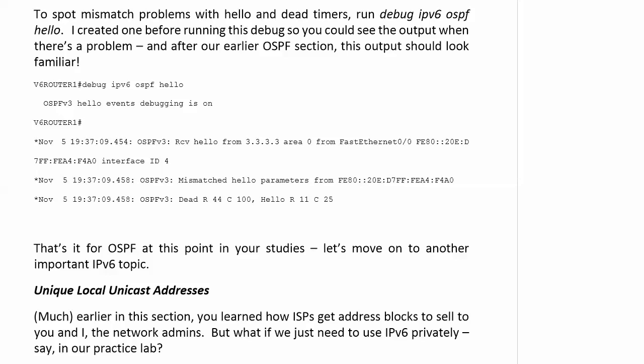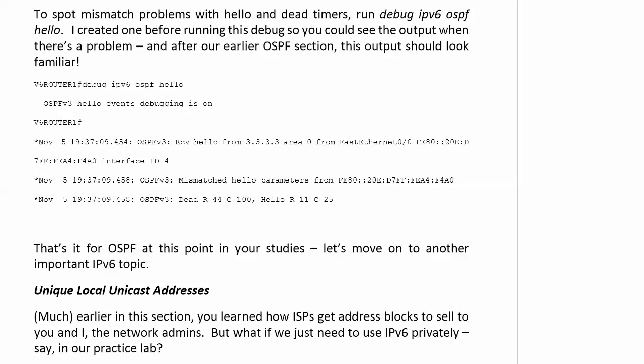That does indeed wrap it up for OSPF for version 6, IP version 6 that is, at this point in your studies. But let's move on to another important topic, and this is going to answer a question that may actually have come into your head quite a while back in this section, because we went over how the ISPs get address blocks to sell to you and I, the network admins.